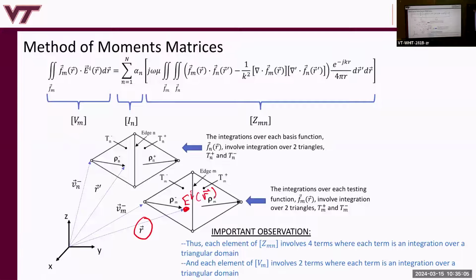And we are multiplying that, or taking the dot product, with this F_m here, which is this set of two triangles. And then we integrate over those two triangles. So we take this function here, E incident, and we evaluate it at many different R's. As a matter of fact, it varies continuously over the area of both triangles. And we evaluate this integral.